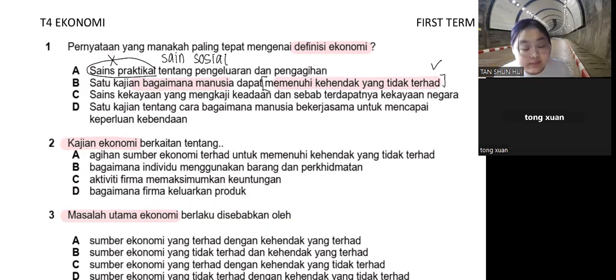Just to show you an example, okay? So when they tell you science kekayaan, no such thing. All right. And then they say, bagaimana manusia bekerja sama untuk mencapai keperluan. Are we just to achieve keperluan, our needs? No, it's kehendak dan keperluan, both. That's why this is not very accurate. That's why your answer will be B.